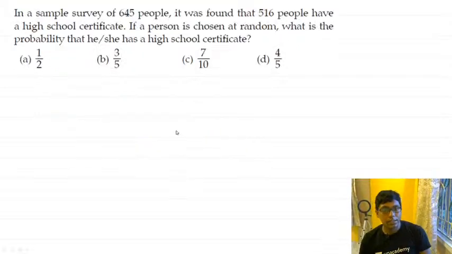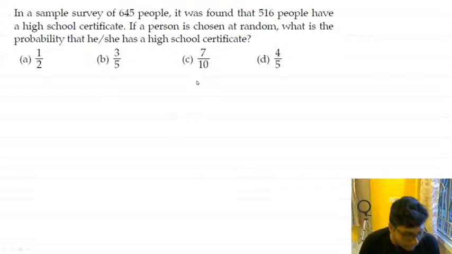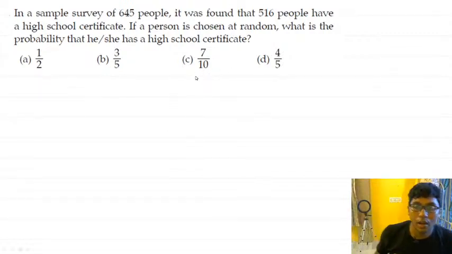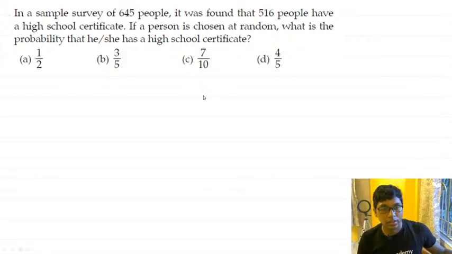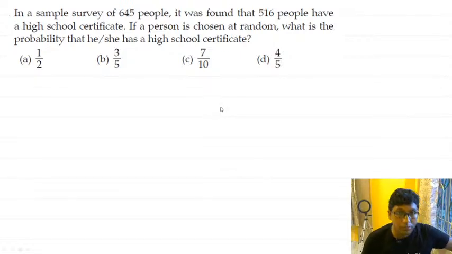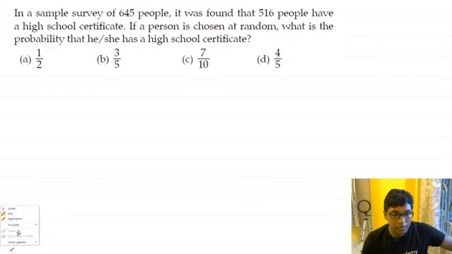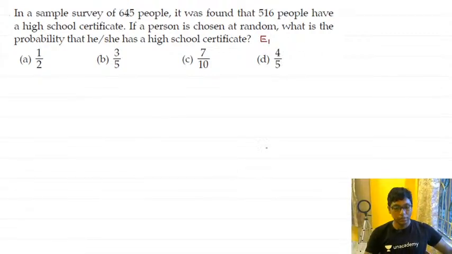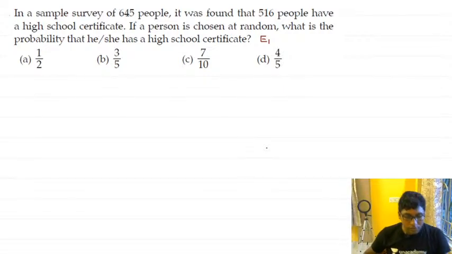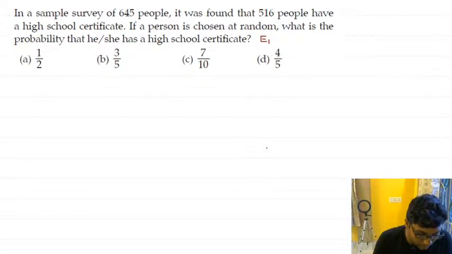Chalo. In a sample survey of 465 people, it was found that 516 people have a high school certificate. A person is chosen at random. What's the probability she will have a high school certificate? So tell me in the chat which option will be correct. We consider having a high school certificate to be the event E1. Okay, this is considered to be the event E1. So you guys need to tell me in the chat what the correct answer is now.